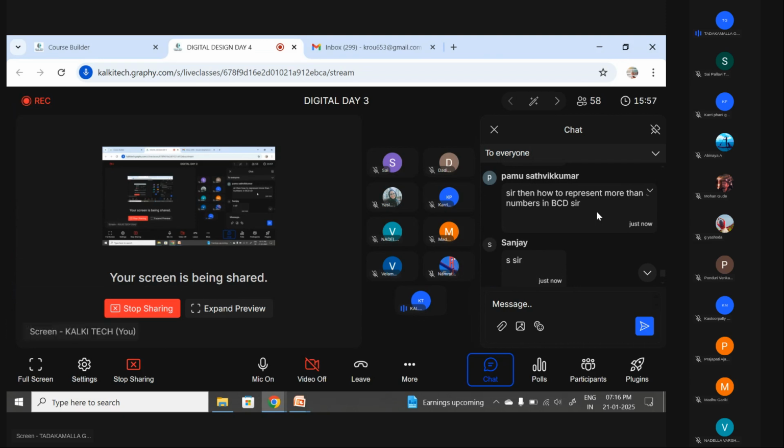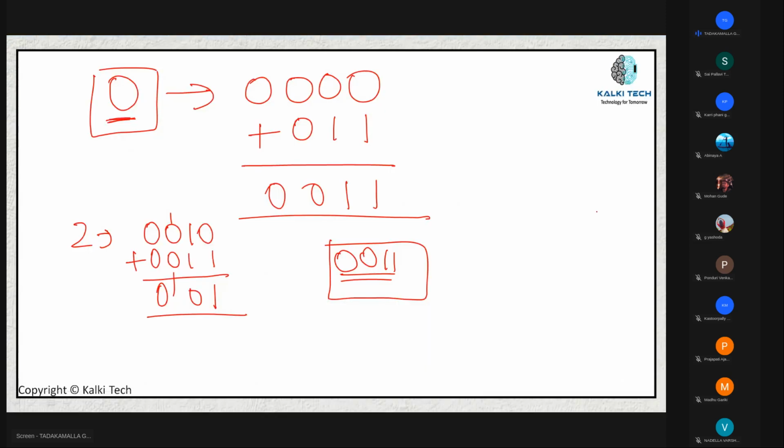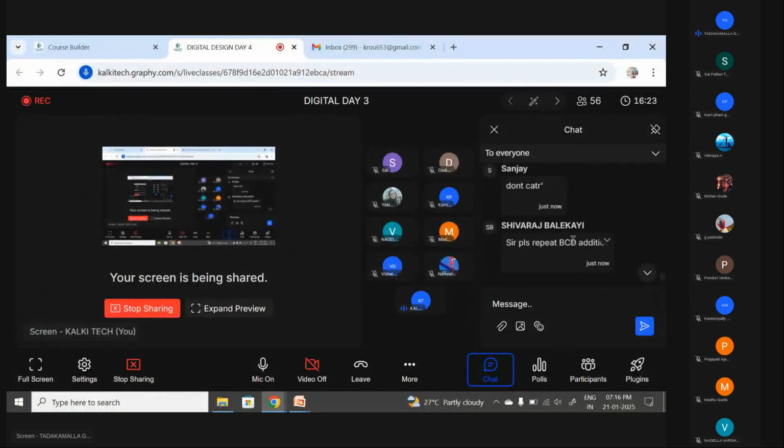That is a disadvantage of BCD. We can only represent the numbers from 0 to 9. After 9, we should represent that number digit by digit. Every digit should be represented individually. So if we have to represent 10 in binary, how many bits do we need?